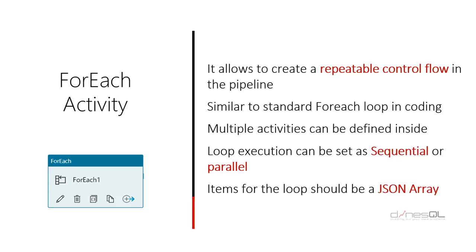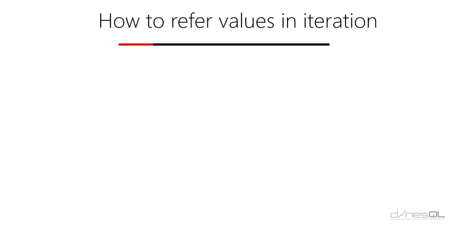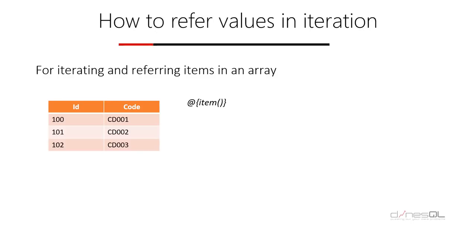That's all it wants. So how can I refer to values in the iteration, or inside the for each activity? In order to read items, I can simply write an expression saying item. That's a function. I can simply write item open close bracket. That is how you refer to the entire array. But if you need to get a specific one, I can simply say item open close dot, whatever column I really need to read.